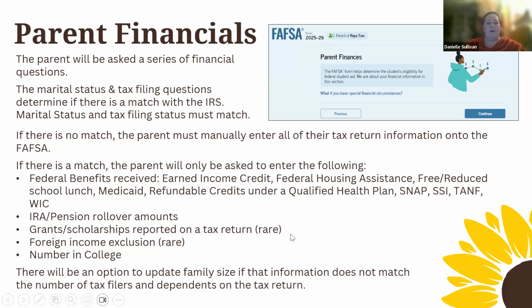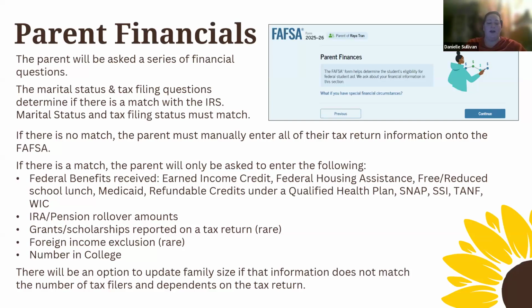And then the parent will be required to report any kind of IRA or pension rollover. The reason is it gets brought over from the IRS, and the IRS cannot differentiate between a rollover amount and not a rollover. So it will actually be included in the SAI, or student aid index, calculation. And the way to take it out is the parent has to report that it's a rollover amount, and that will take that out of the calculation.